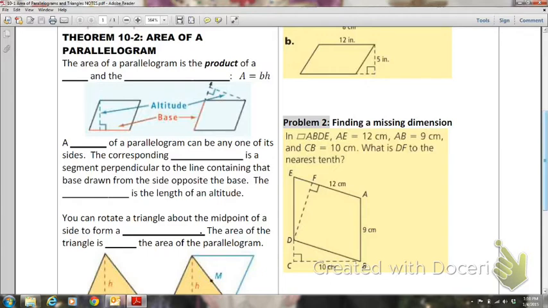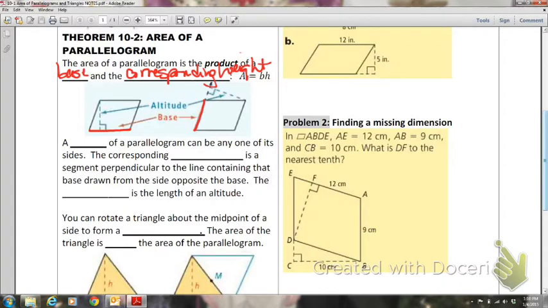So if the area of a parallelogram is the product of its base and corresponding height, what does that mean? The base of a parallelogram doesn't just have to be the bottom side of the parallelogram, as it is in the diagram on the left. The base could be any side of the parallelogram. So if you look at the one on the right, the base is actually that left side, is what they have designated as the base.